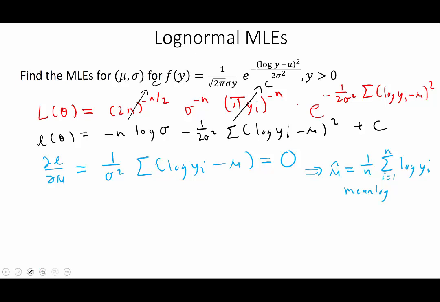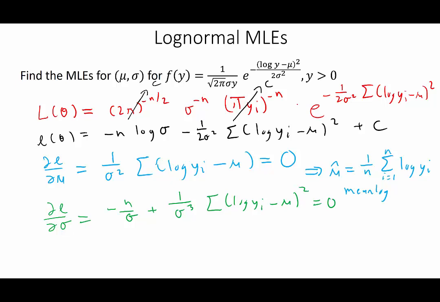So then moving on to the MLE for sigma, when you differentiate with respect to sigma, you get negative n over sigma from the first term, and then a plus 1 over sigma cubed times the sum of the log yi minus mu squared from the second term. If you set that equal to 0, multiply both sides by sigma cubed, and do some algebra, we get an estimate of sigma hat, which is 1 over n times the sum of the log yi minus mu squared. Since we don't know mu, we substitute in the MLE, which will make both of these derivatives equal to 0. The resulting expression is the MLE for sigma hat. And we often refer to sigma, by the way, as the SD log.